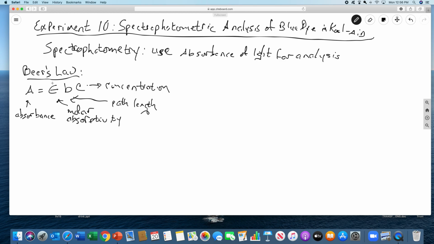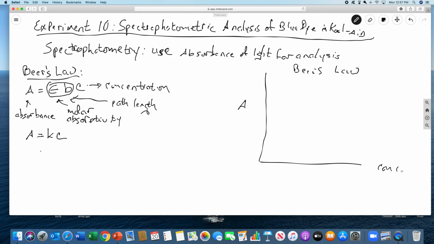Now, because epsilon and B are held constant, typically we go A equals Kc. And so what you do is you measure knowns and unknowns. You can measure absorbances, and this will be concentration, say in molarity. And you measure a bunch of knowns.